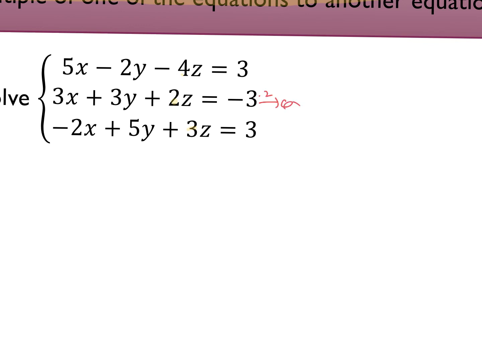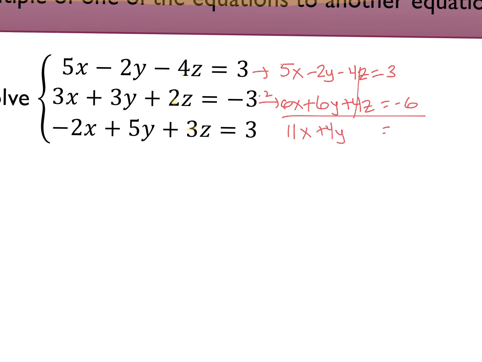So 6x plus 6y plus 4z equals -6. And we're just going to recopy equation 1. So 5x minus 2y minus 4z equals 3. When we add down, notice the z's cancel out. 11x plus 4y equals -3. And remember, when we add, we can replace the latter of the 2 equations. So this is my new equation 2 because it is the later of the 2.